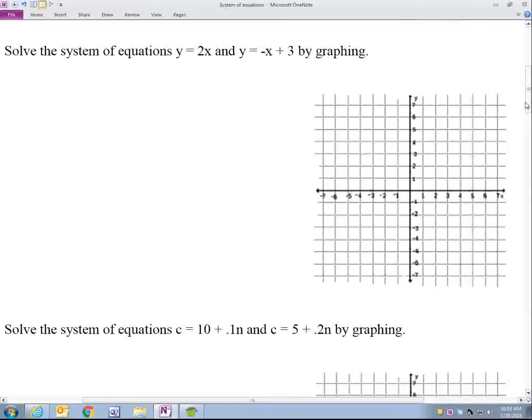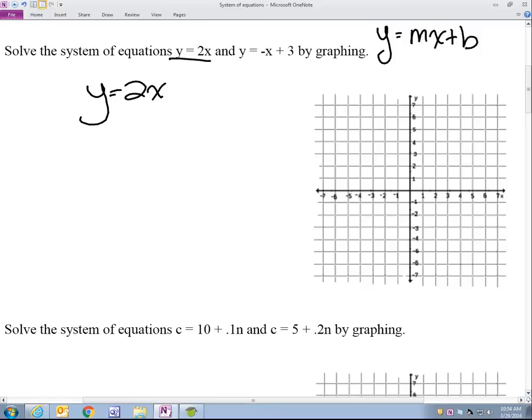So solve the system of equations y equals 2x and y equals the opposite of x plus 3 by graphing. This is just like last night's homework. We're just doing 2 to find one solution. So for this one, we have y equals 2x. What is my y-intercept? 0, exactly, because y equals mx plus b.